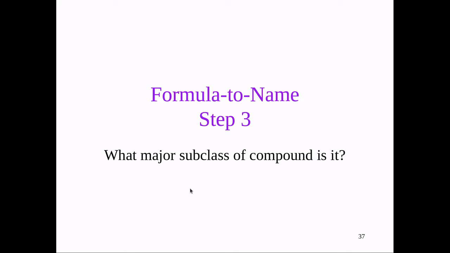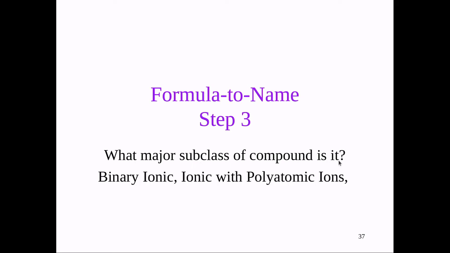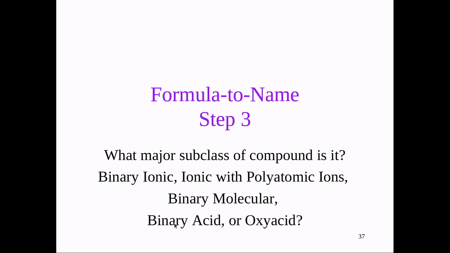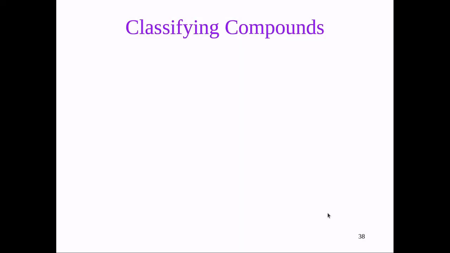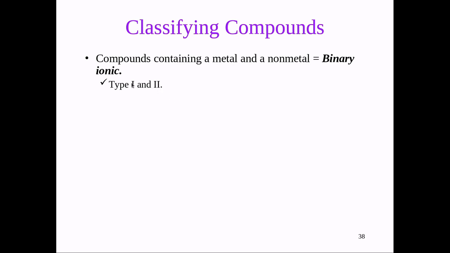Once we figure out what the major class of the substance is, we have to figure out what subclass it is. So we're going to break this down even further. Okay, so we have binary ionic or ionic with polyatomics. We have a binary molecule. We have a binary acid, or we have an oxyacid. When the compounds contain a metal and a nonmetal, they're what we call a binary ionic. And these come in 2 types, type 1 and type 2. And we'll talk about what those are in just a moment.